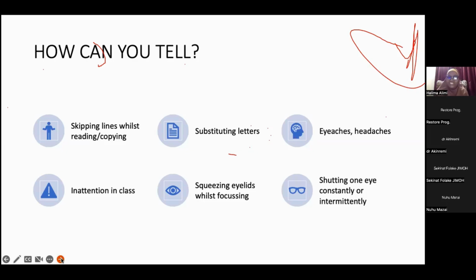And general inattention in class. We've already alluded to this. Squeezing the eyelids while focusing: sometimes you see a child actually squeezing the lids together while trying to focus on something. This definitely means there's a refractive error. Sometimes children with refractive errors are constantly or intermittently shutting one eye or the other.